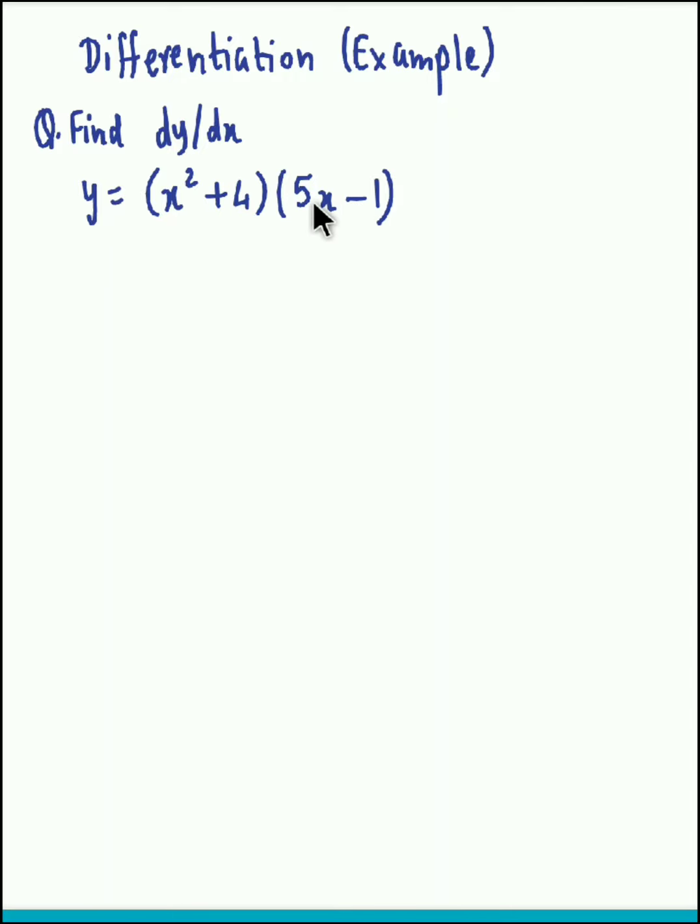Now here it is very much possible to multiply the two brackets. So before taking the derivative, we just open the brackets here and let's see what we obtain. Now we first multiply 5x minus 1 by x square.